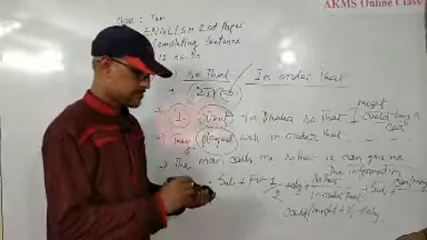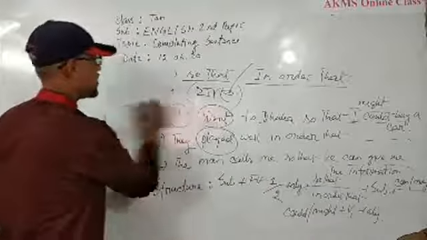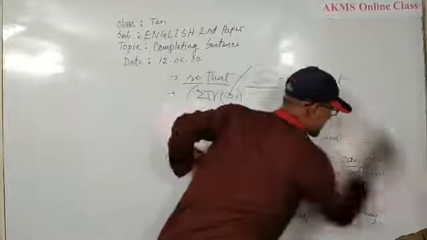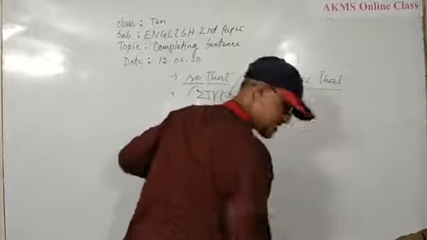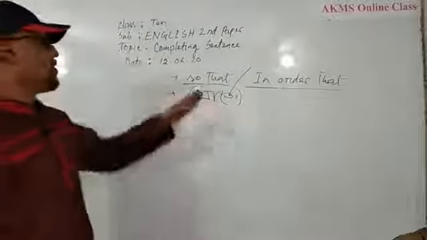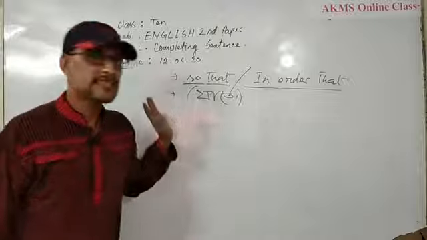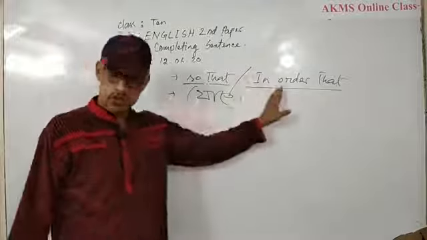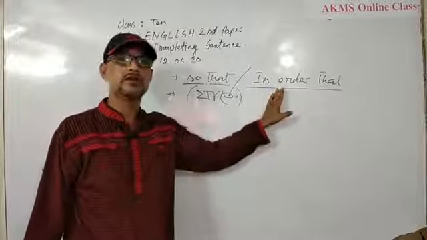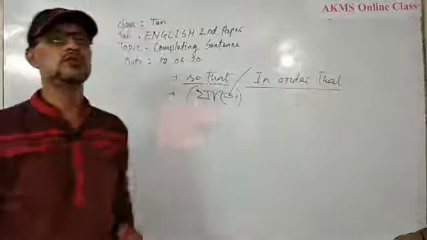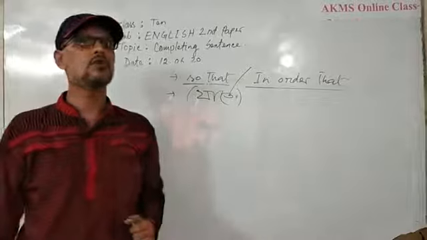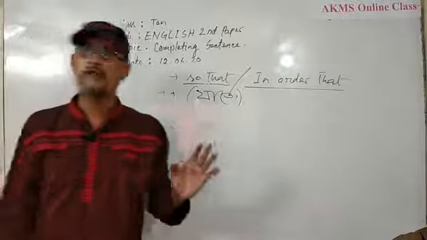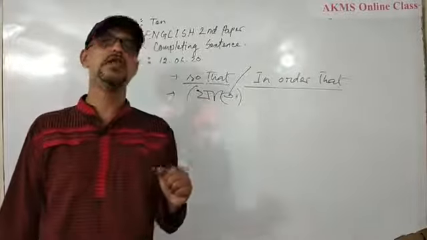Now dears, I am going to erase the sentences. If I tell you the complex sentences that have been joined with so that or in order that, transform it into compound sentence, what will you do? What type of conjunction you will use?